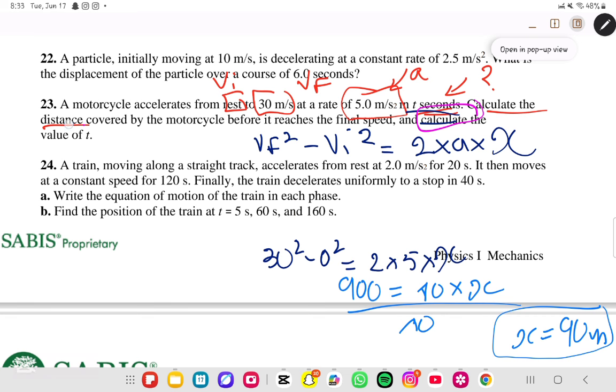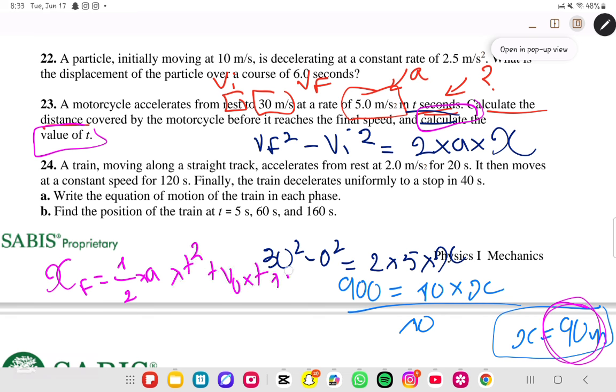Now calculate the value of t. We need to find the value of t. So very simply, what we can do is we can use the distance, okay? But in this equation, x final is equal to 1 over 2 times the acceleration, okay? Times the time squared plus velocity initial times time plus x initial. Now let's substitute. So x final is 90 is equal to 1 over 2 times the acceleration, which is 5 meters per second squared, times the time squared, which we need to find, plus velocity initial, which is 0, times the time, which we also need to find, plus x initial, which is also 0.